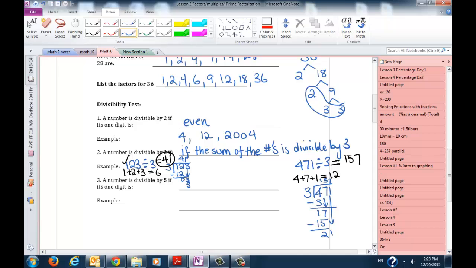All right, next rule. A number is divisible by 5 if its ones digit is a 5 or a 0. So some examples: 15 is divisible by 5. 1,000 is divisible by 5.